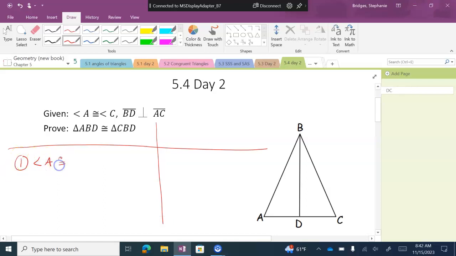So we're going to write angle A is congruent to angle C. And then we're also going to write that BD is perpendicular to AC. The first thing I need you to do is mark the two angles that it tells you are congruent. Circle it, in your picture, put the little curves for the two angles that they tell you are congruent.